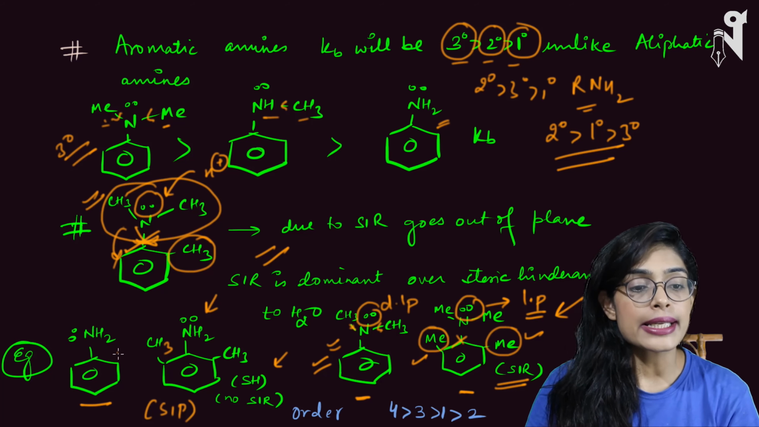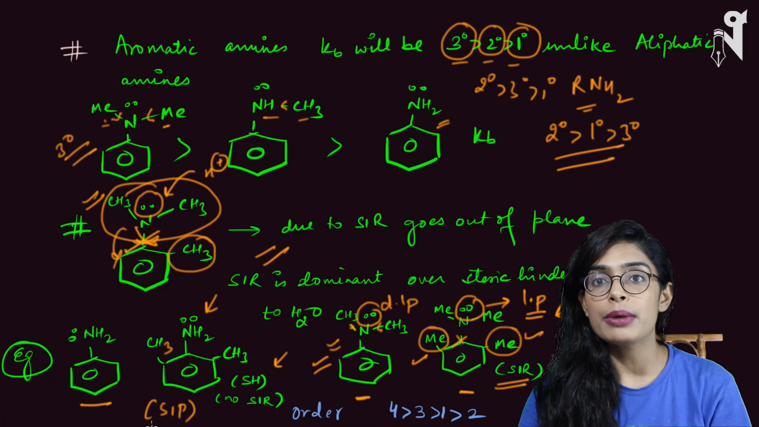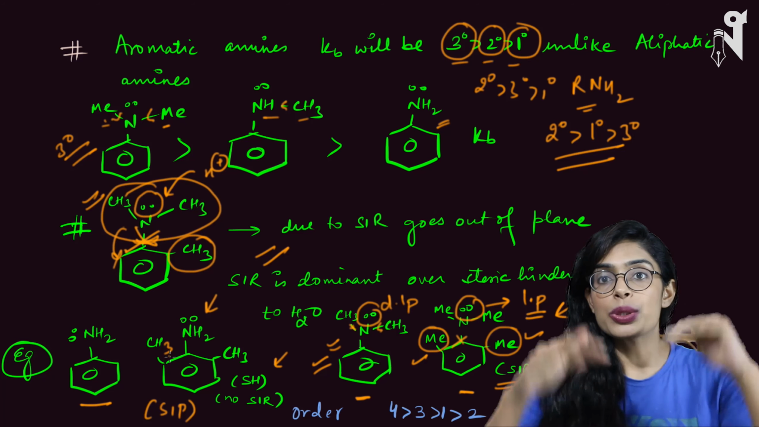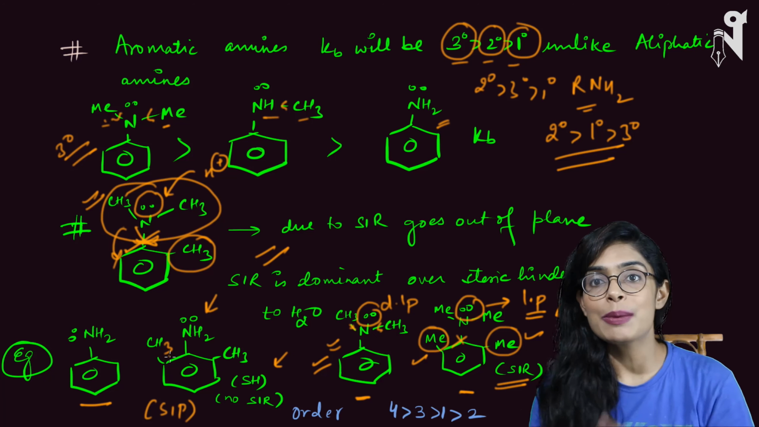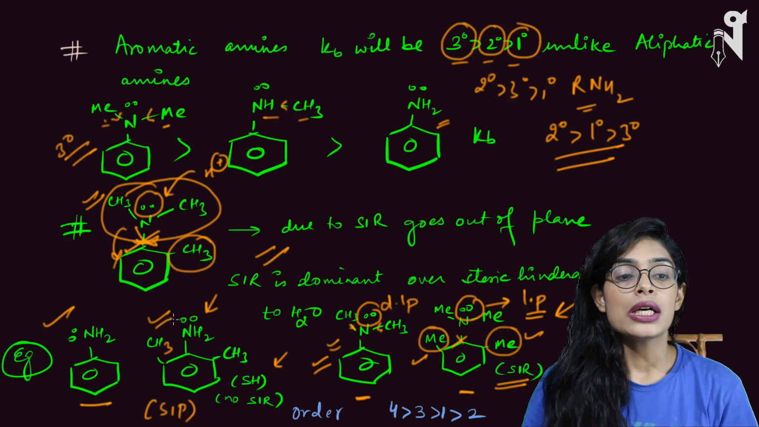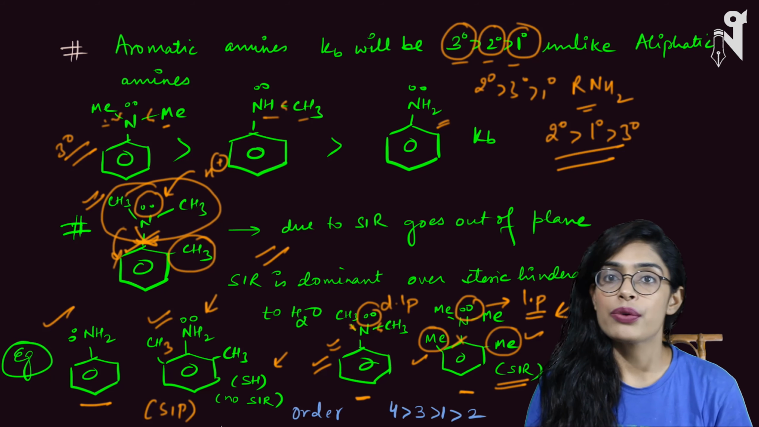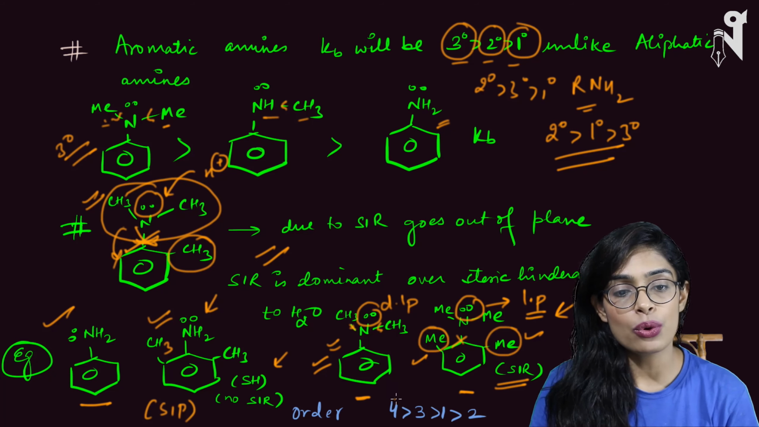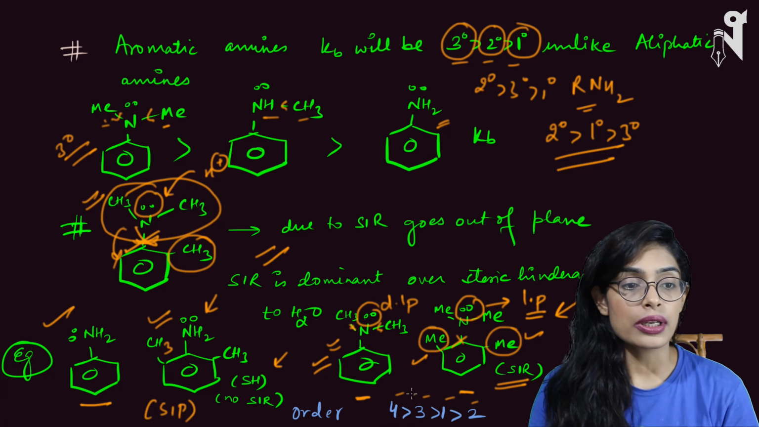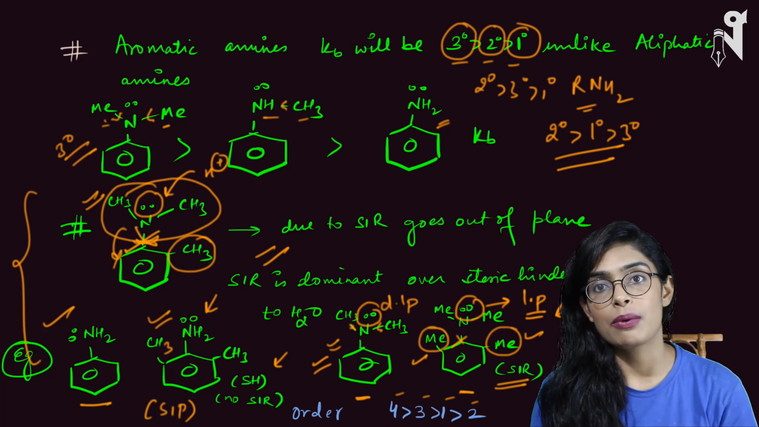Then among second and first, both are primary. The CH3s are providing steric inhibition of protonation, which decreases the basic strength. So the next basic will be your normal aniline, and the last basic will be your second one, which has the SIP effect working on it. So the order will be 4, 3, 1 and 2. Understand this order very carefully. This is very important. This whole concept itself is very important.